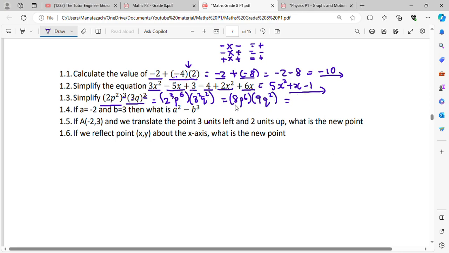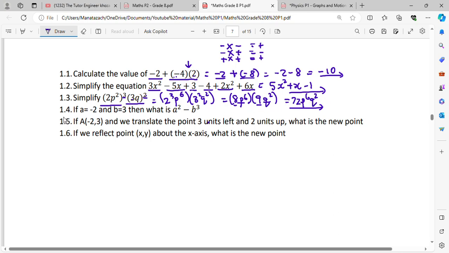Then you'll have 8 times 9. So what is 8 times 9? I hope you remember the primary school table. This will give us 72, and then you'll have p to the power 6 and then q squared. So that will be the answer.